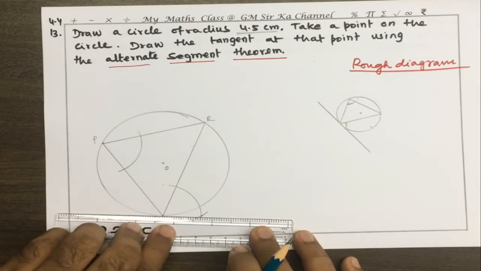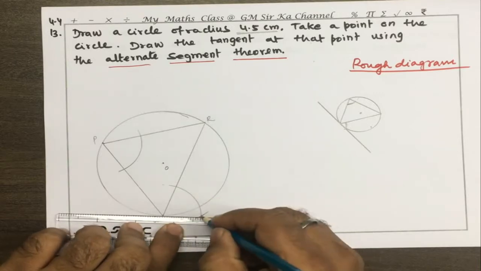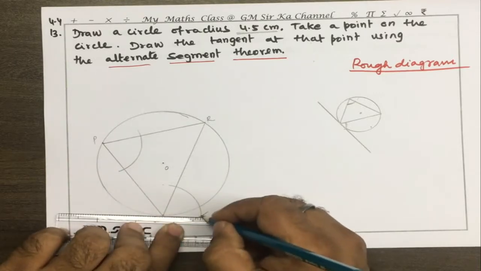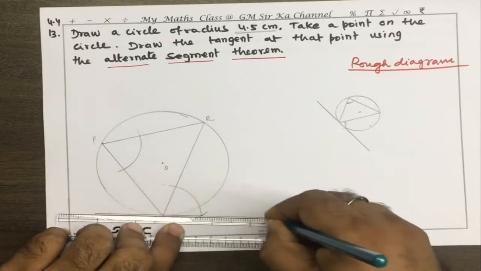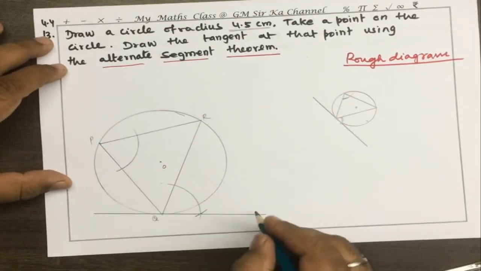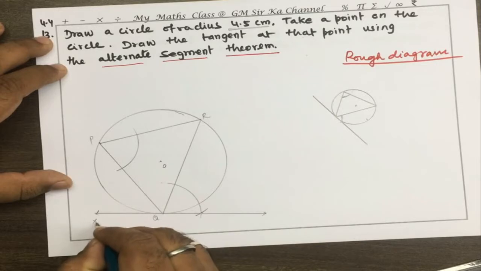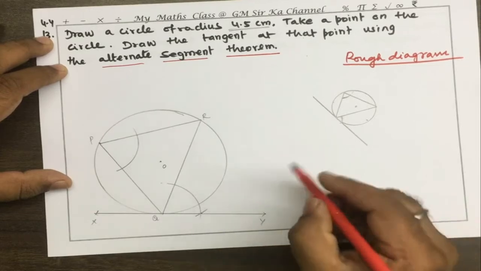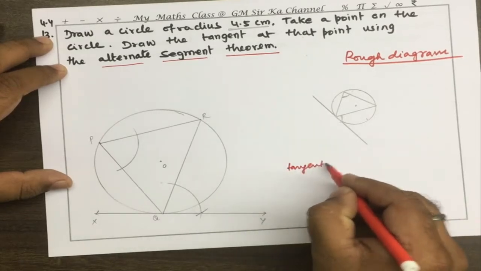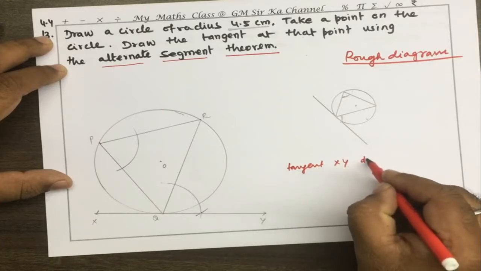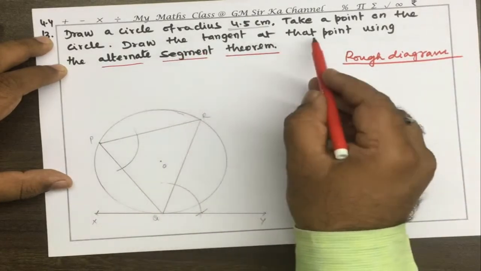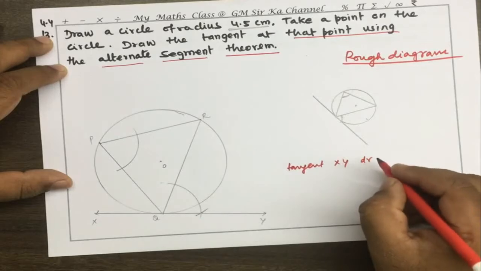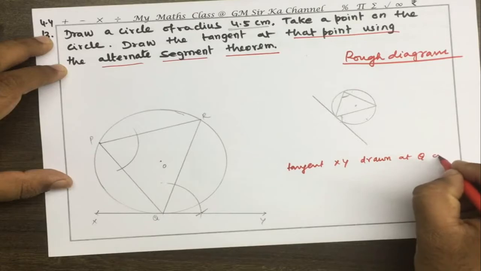Like this. This is the alternate segment, and the equal angle we have taken. That's it. This tangent XY is drawn through Q. Tangent XY drawn at the point Q which is on the circle.